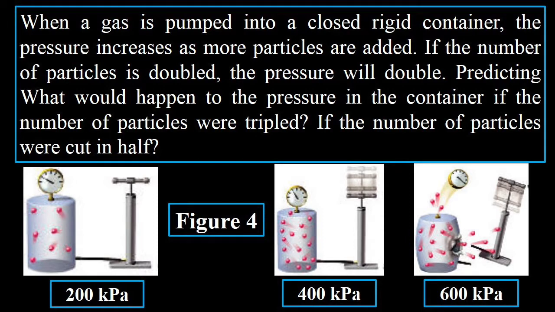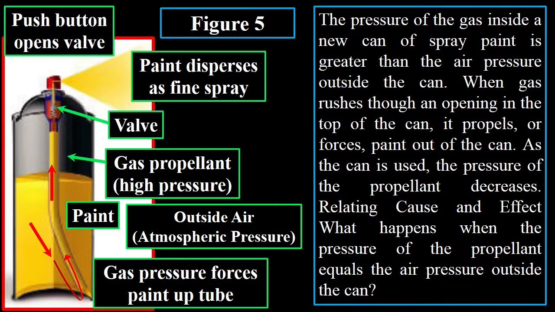When a gas is pumped into a closed rigid container, the pressure increases as more molecules are added. If the number of particles is doubled, the pressure will double. Predict what would happen to the pressure in the container if the number of particles were tripled, or if the number of particles were cut in half. So moles is proportional, moles is direct. Moles and pressure are direct.